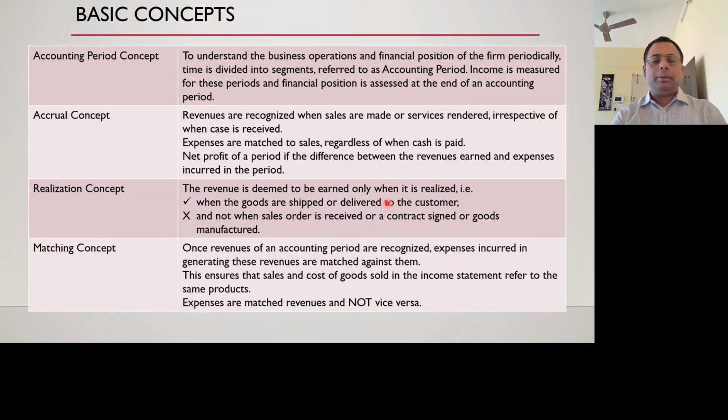Now, the matching concept says that for the revenue that we are generating, we match the expenses of that product. We don't mix the whole revenue and the whole expense of the company. For a particular product, we look at what expenses have been incurred. So that's how the matching is done.